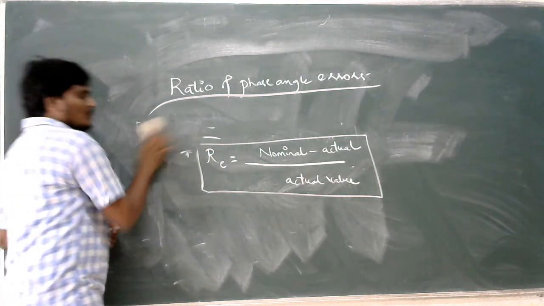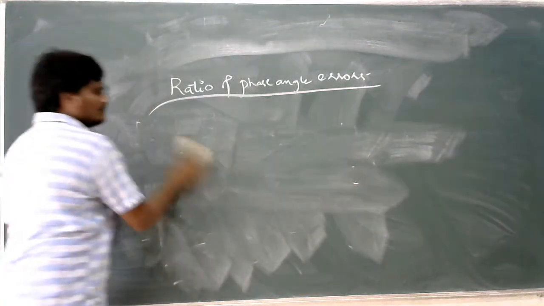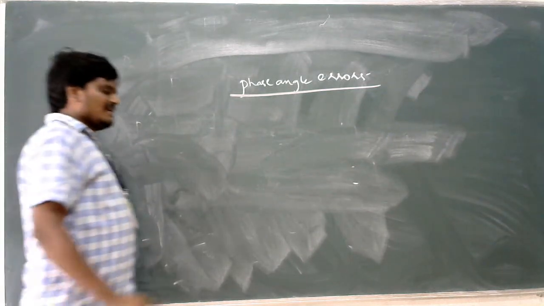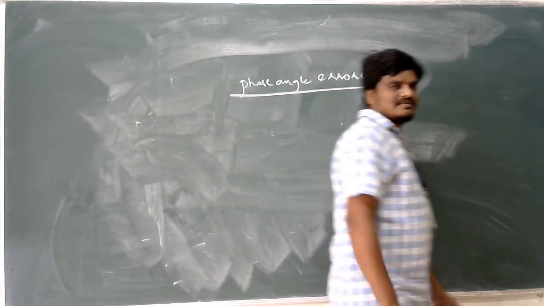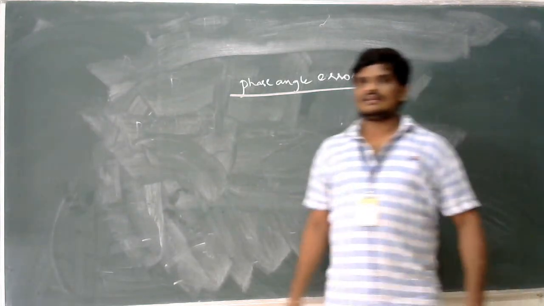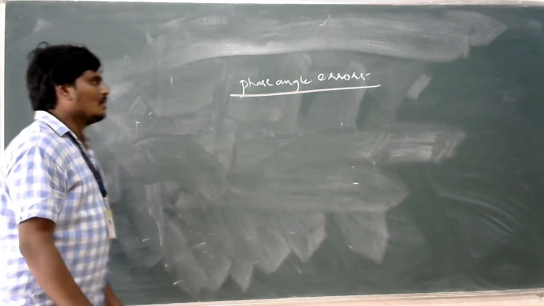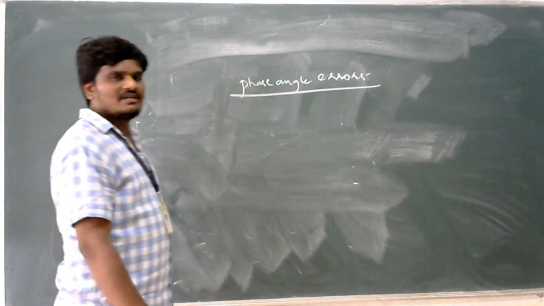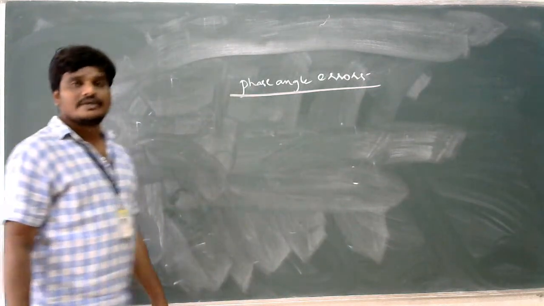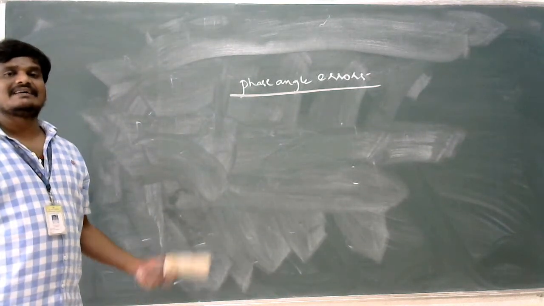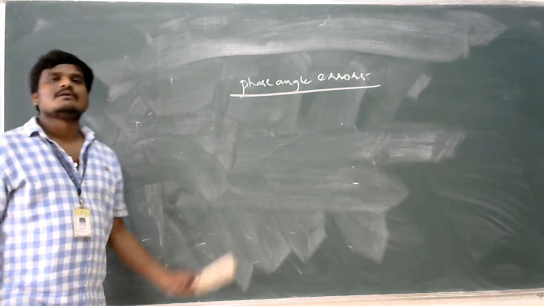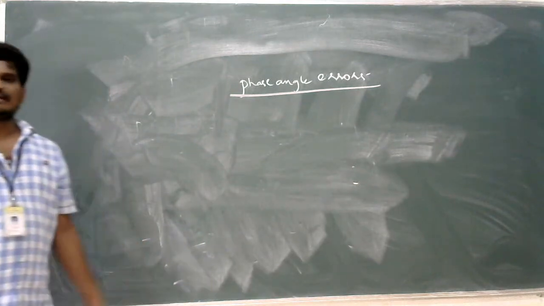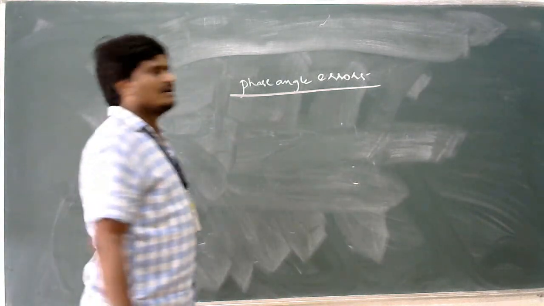Now we will discuss phase angle error. The phase angle error is defined as the error which gives the difference between the secondary terminal voltage and the primary terminal voltage.